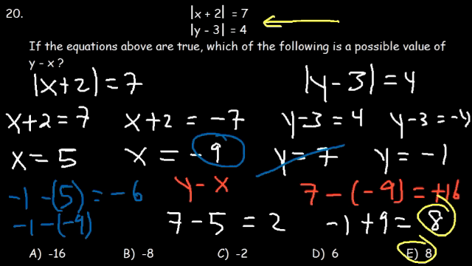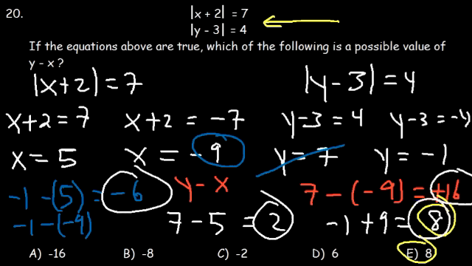So as you can see, there are 4 possible values. Negative 6, 2, positive 16, and 8. But only 8 was listed as one of our answer choices. So therefore 8 is the answer that we're looking for. So E is the right answer.